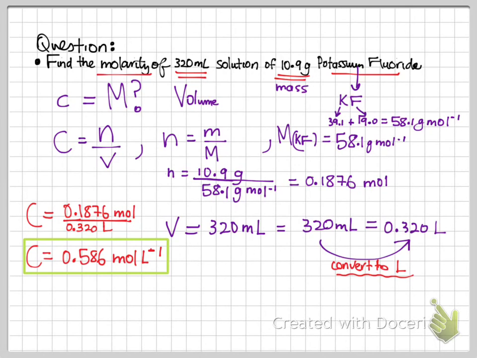So concentration is number of moles over volume. We know the mass, we know the molar mass, and you can just follow the working, and I think it's pretty straightforward from here. The only point you need to remember is that the 320 mL I need to convert to liters. So I get an answer of 0.586 moles per liter as the concentration. Okay, I'd like you to walk through this one.